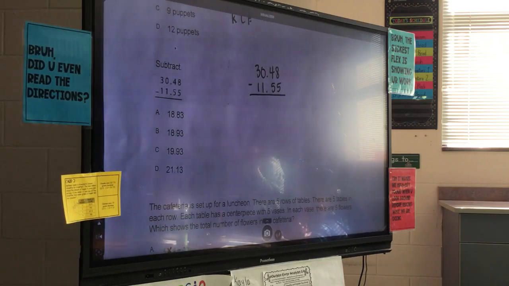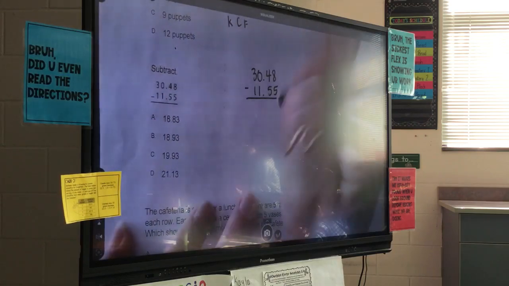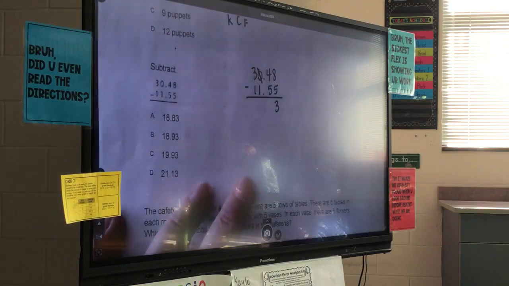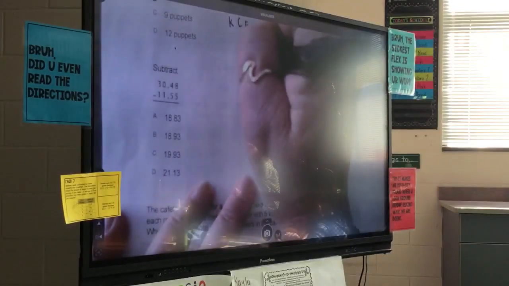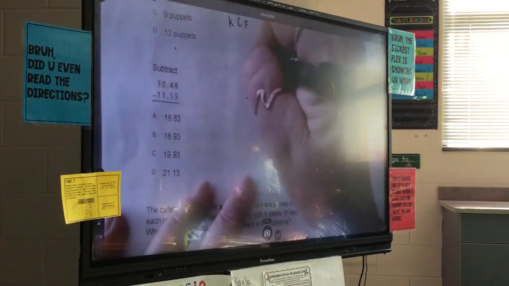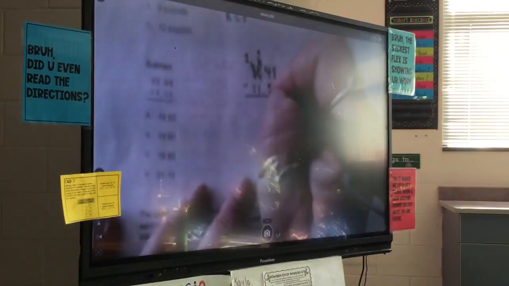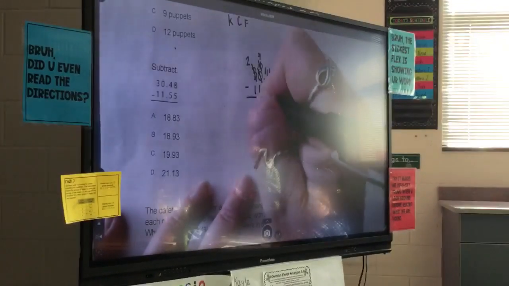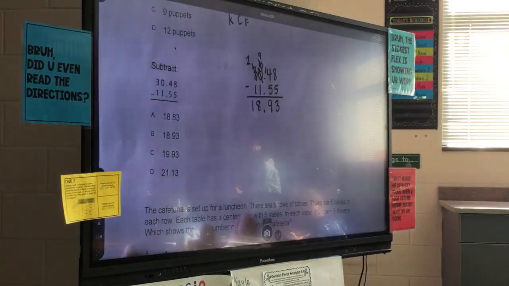Silas? Forget to borrow. Okay, so 8 minus 5? 3. Can I take 5 from 4? No. Can I borrow from 0? No, so I have to come all the way over here. That becomes a 2. This becomes 10. Then you borrow from the 10, and that becomes a 9. Can I take 14 minus 5? Yes. Okay, bring my decimal straight down. 9 minus 1, 8. And 2 minus 1, 1.